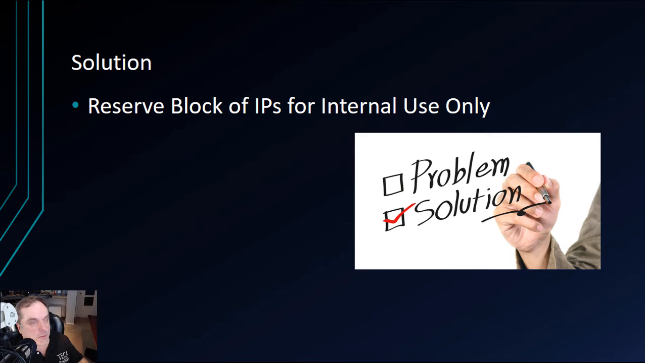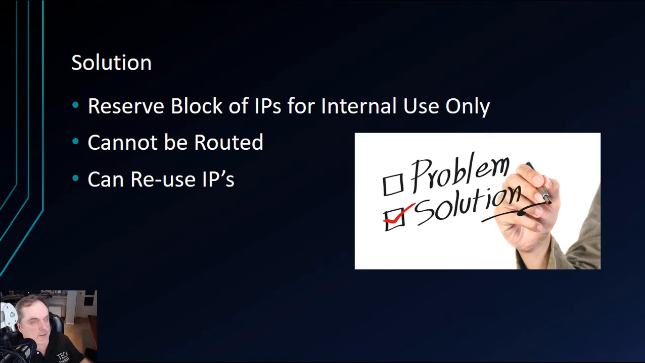Now, originally, when the Internet IP addressing scheme came out, there was no way to do that. You could only use one IP address once. You couldn't use it multiple different times. But with this new reserved block of IP addresses, we have IP addresses that cannot be routed. So they're only used for internal use. So I can use the same, say, 192.168 address in my house or my business that you can use in your house or business. So we get to reuse the IP addresses.